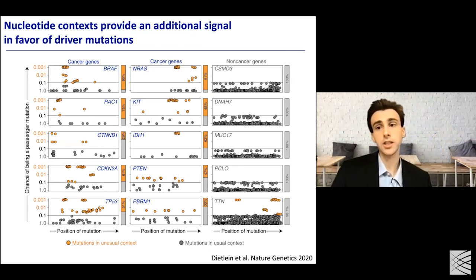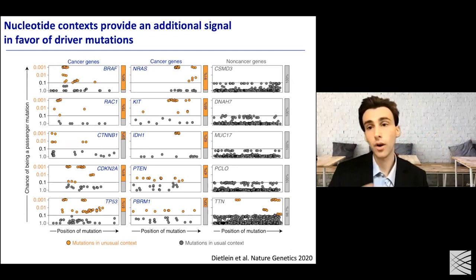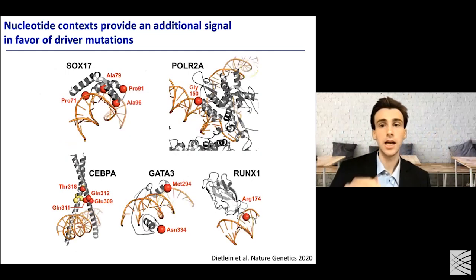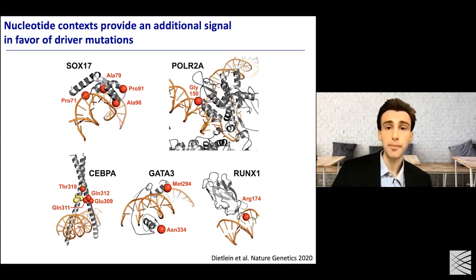And it turns out actually, yes, cancer genes have more mutations that deviate from the expected nucleotide context. So that's good. That was a little bit of the other benchmark validation that I've talked about. It was actually going back to crystal structures and mapping those mutations that were in nucleotide contexts that deviated from our expectation.